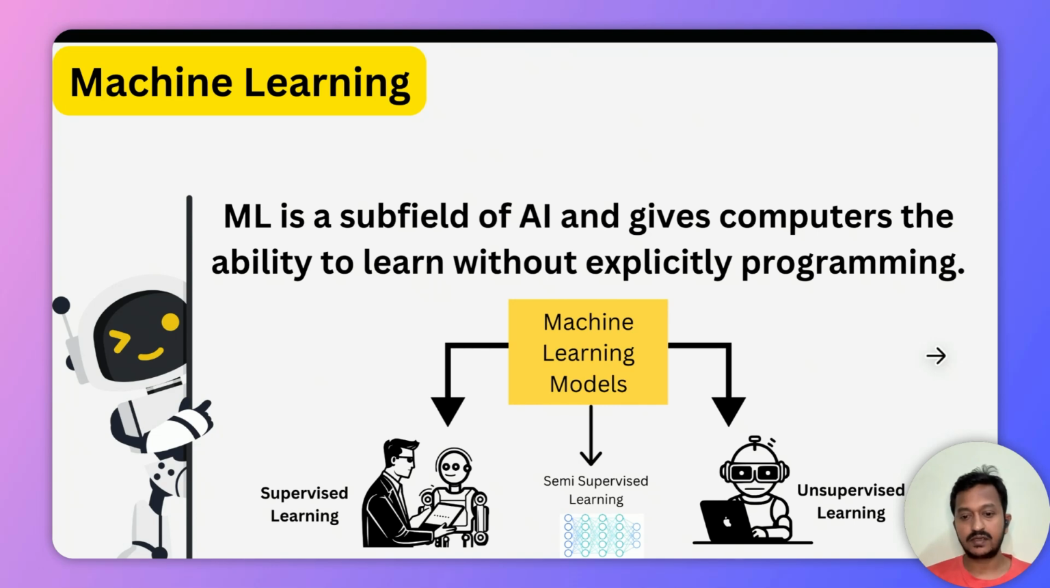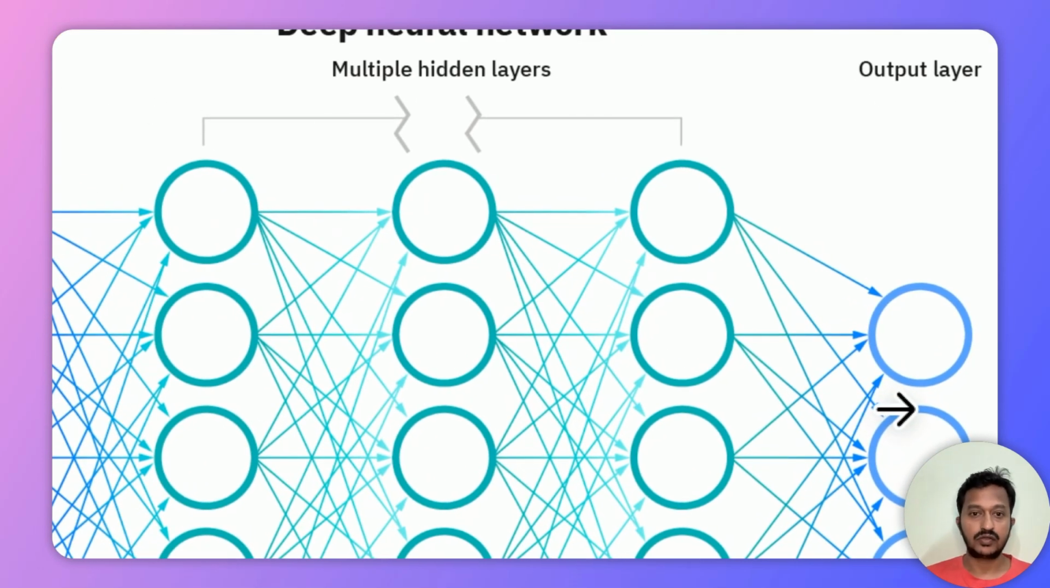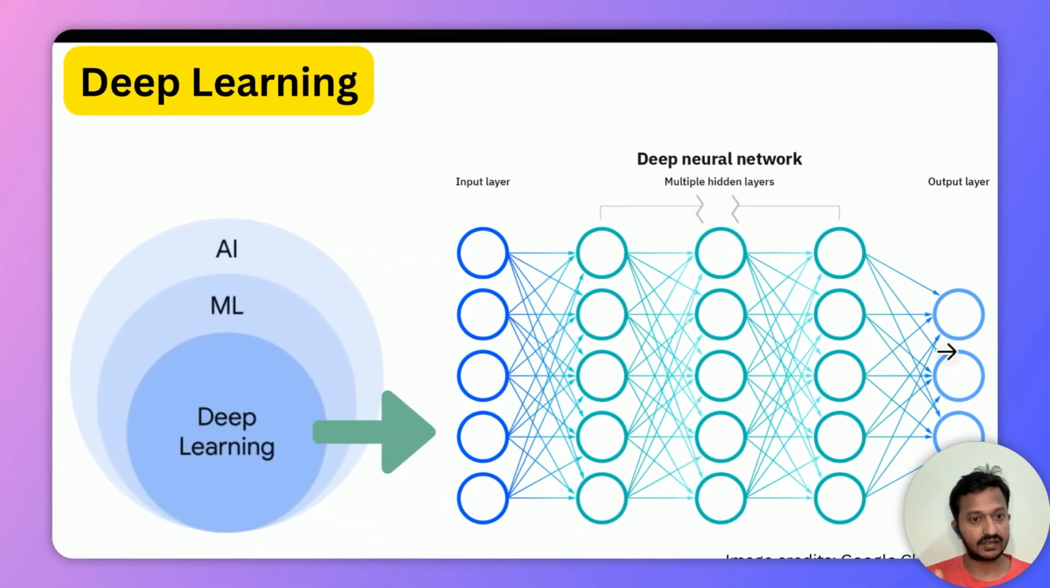Whereas semi-supervised learning, as you can see, involves deep neural networks here. We're going to talk about deep neural networks. So semi-supervised learning involves supervised and unsupervised learning, a mixture of both, and also neural networks are involved. So let's get to our layers.